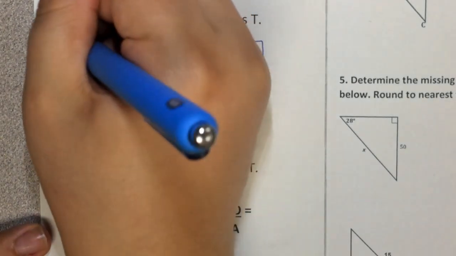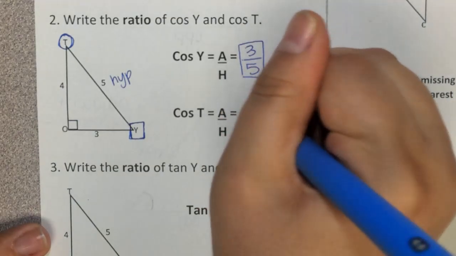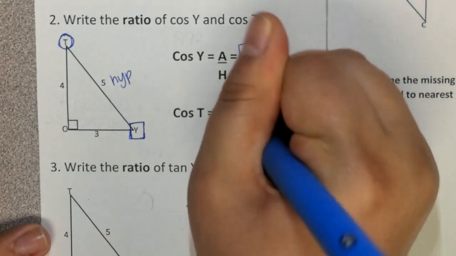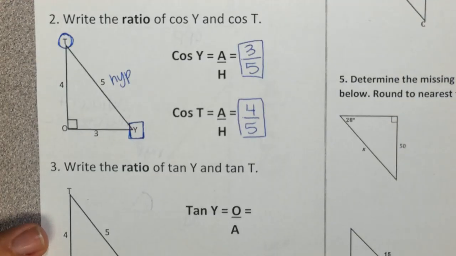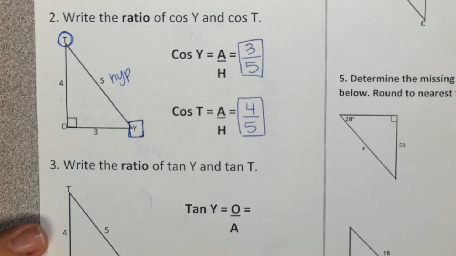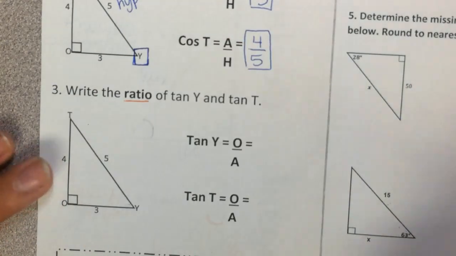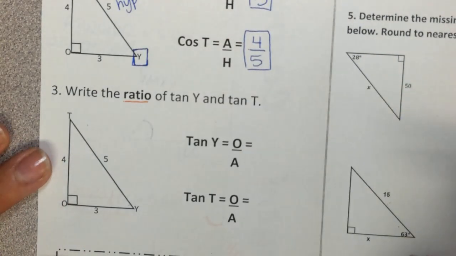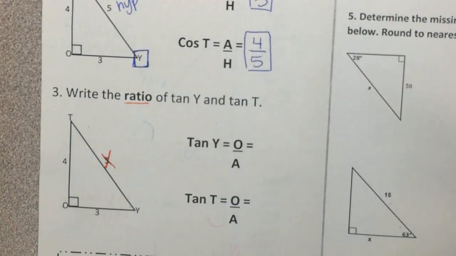T, circle T. What is adjacent to T? 4. What's the hypotenuse? 5. So 4 over 5 is the cosine of T. Does this make sense? Last but not least, we have tangent. And by the way, it says ratio again. What do we know about tangent we're not going to use? So I can just cross it out. It doesn't matter to me.